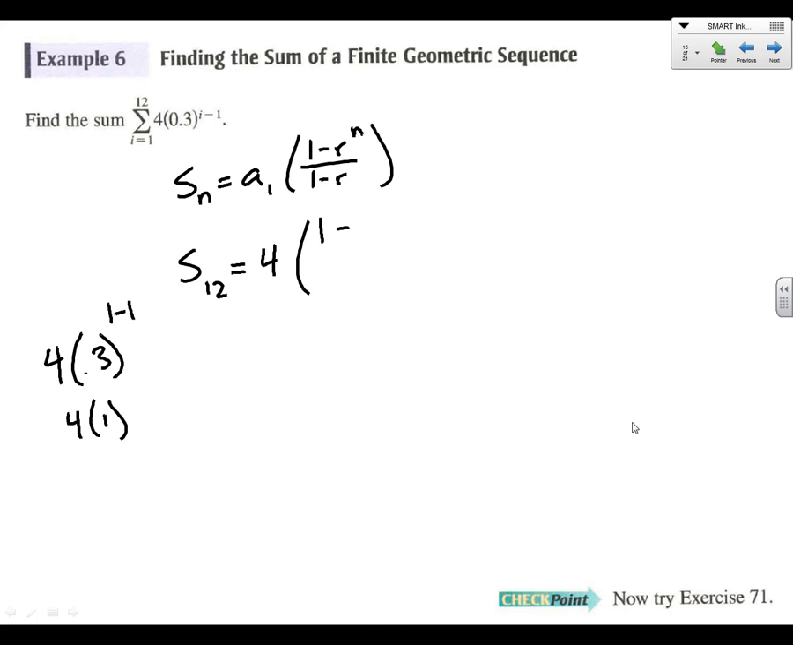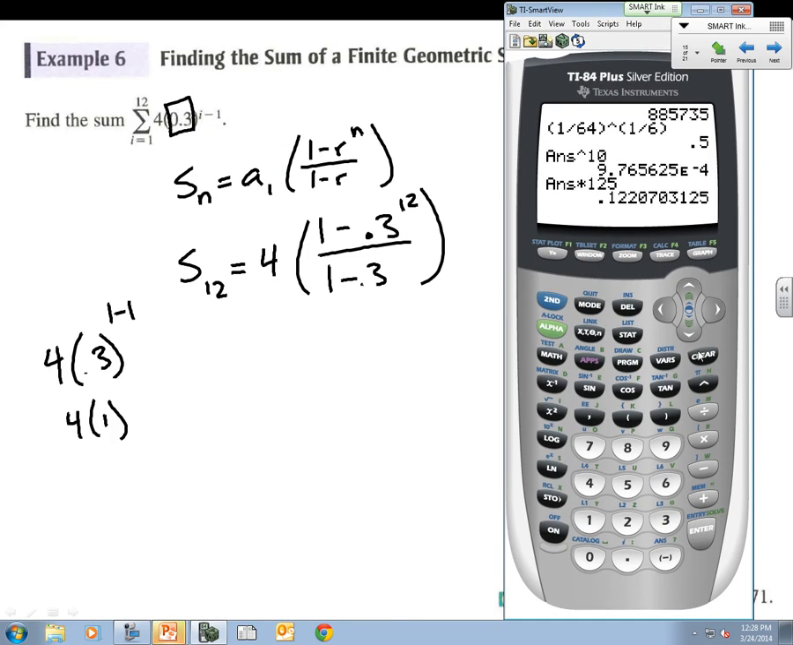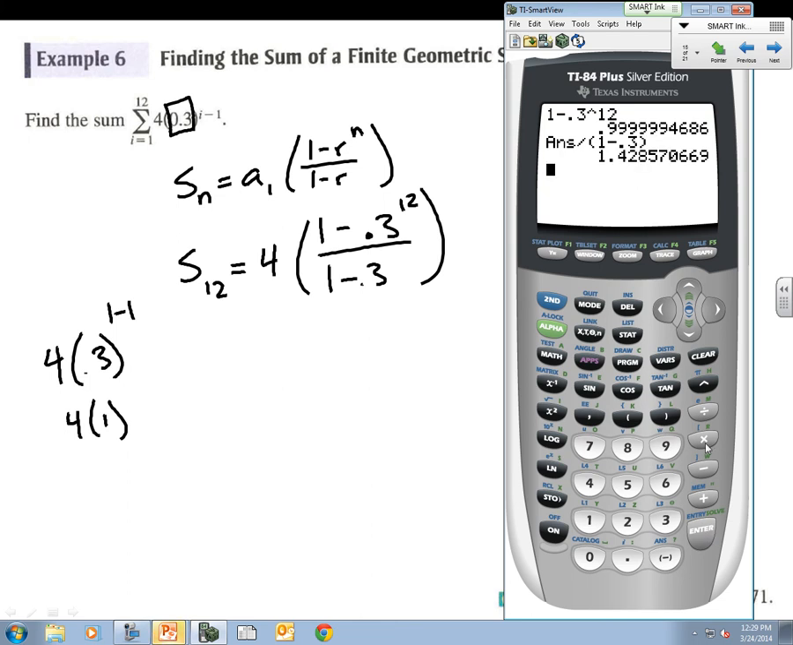1 minus r is 0.3. 0.3 to the 12th over 1 minus 0.3. And let's plug it into the calculator and see what we get. I'm going to do the times 4 at the end. 1 minus 0.3 to the 12th divided by 1 minus 0.3 or 0.7. And then times 4. And we get 5.714 as our answer.